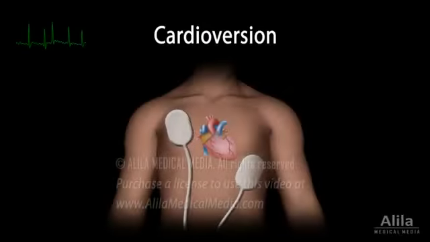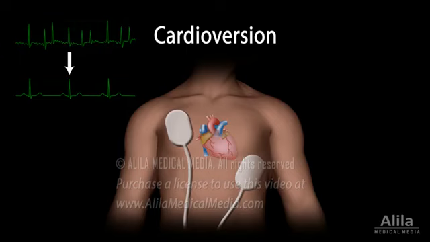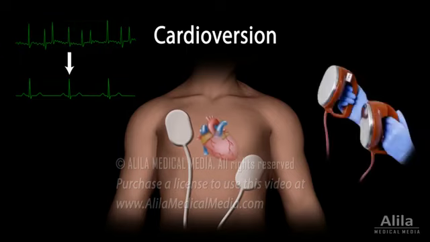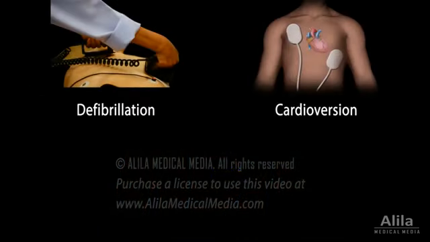Electrical cardioversion, or simply cardioversion, is a medical procedure that uses electrical shocks to treat abnormal heart rhythms, arrhythmias, in particular, tachycardias. The procedure is done by delivering a brief current across the chest through a pair of manual paddles or adhesive hands-free patches. Cardioversion is different from defibrillation.